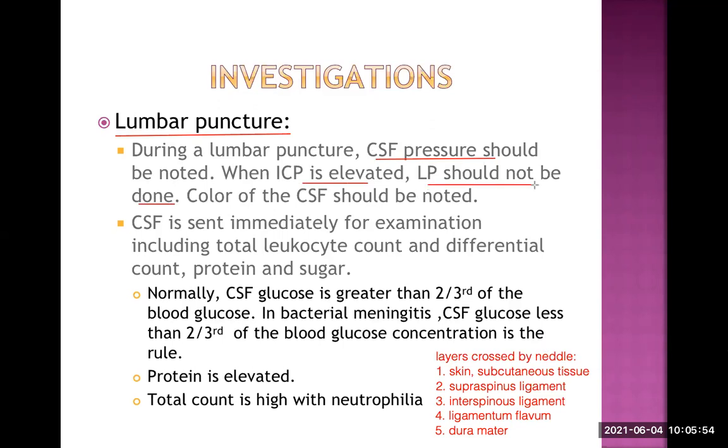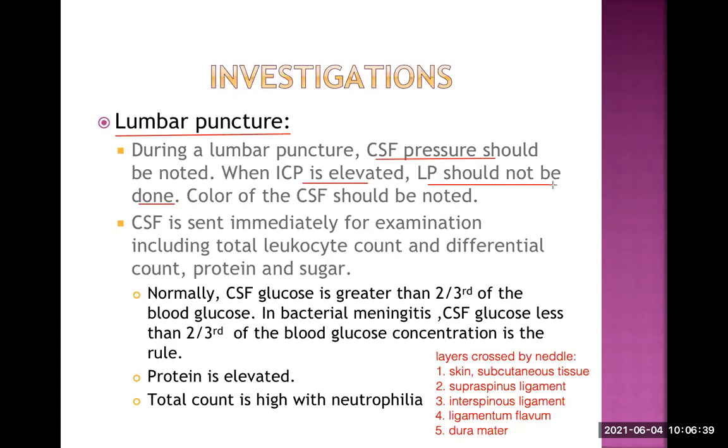Why is that? Anybody? Why, with a raised ICP? If there is a severe rise in ICP, LP should not be done. What's the reason? Sir, it indicates the sign of bacterial meningitis, because in bacterial meningitis there is an increase in pressure. Any other students? My question is, if the intracranial pressure or ICP is very high, LP should not be done at this time. What is the reason?